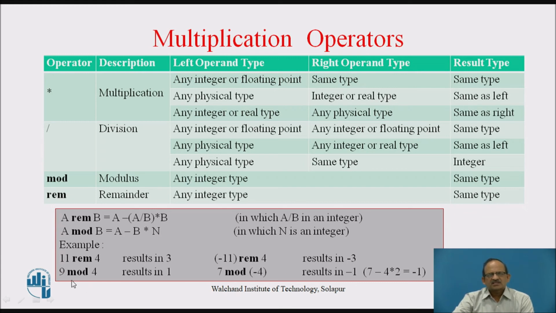In the next case, that is 9 mod 4, the result is 1, and 7 mod minus 4, the result is minus 1. In case of the remainder operator, the sign of your result will always be the same as a, rather the number which is on the left-hand side. Whereas in case of the mod operator, it will always be the sign of whatever is on the right-hand side. Right, so the result here is minus 1. For 7 mod minus 4, if you look at this, in that case n will be equal to 2 and gives you minus 1.